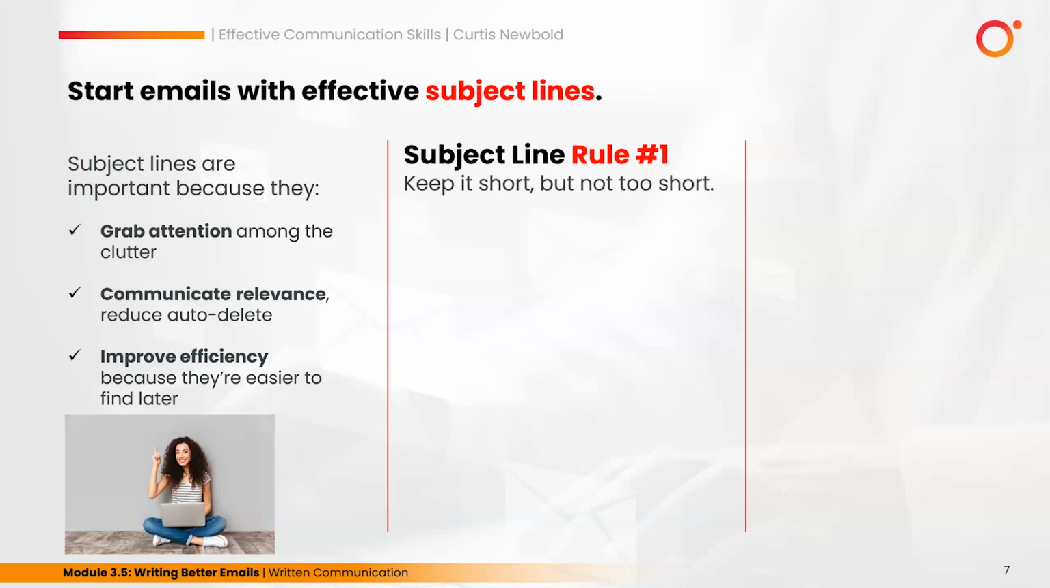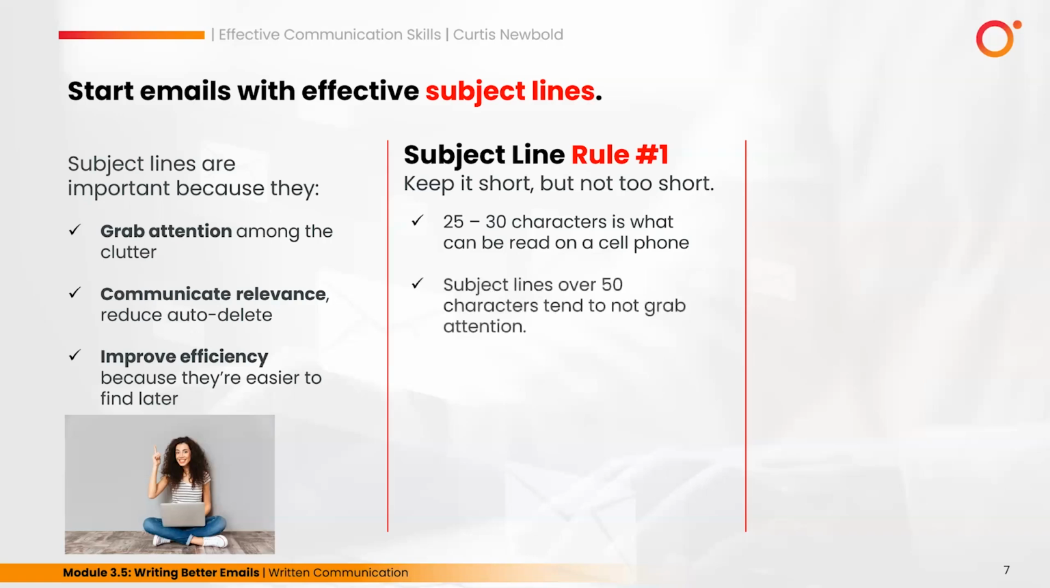Subject line rule number 1, keep it short, but not too short. All right, so 25 to 30 characters is what can be read on a cell phone, and there is some research to suggest that about 50% of all email is looked at on a cell phone. Therefore, if your subject line is too long, the entire subject line can't necessarily be read on a cell phone. That said, you don't necessarily have to fit everything to accommodate cell phones, but you don't want to go much longer than 25 to 30 characters.